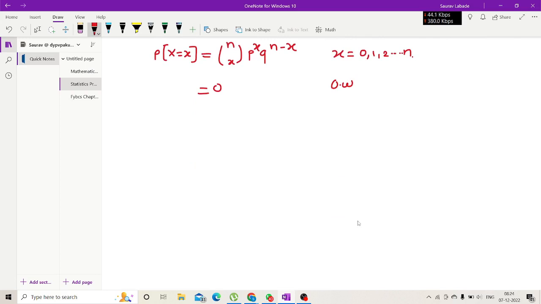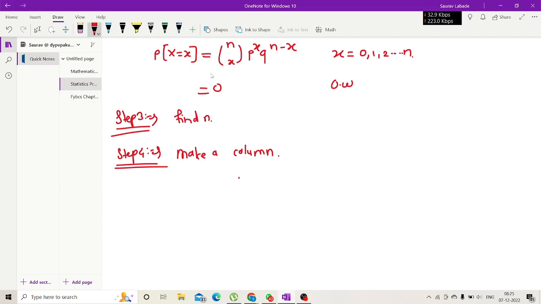Okay, now what is the next step? Step 3 is to find small m. Step 4: you have to find x bar. Just make a frequency distribution column. From all the data, they will give you the values of x and f. From this you will find the mean and variance by a simple method. You already know how to find the mean and variance of a frequency distribution, so you need to find that.